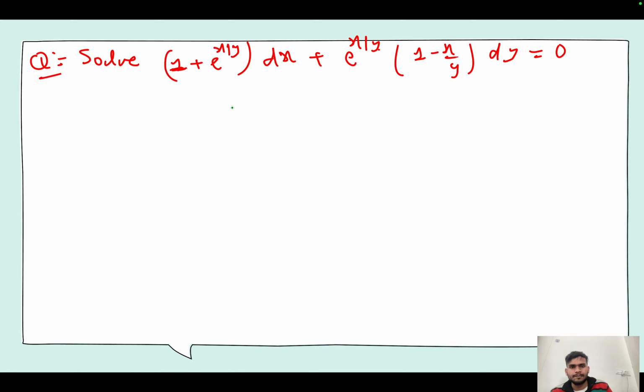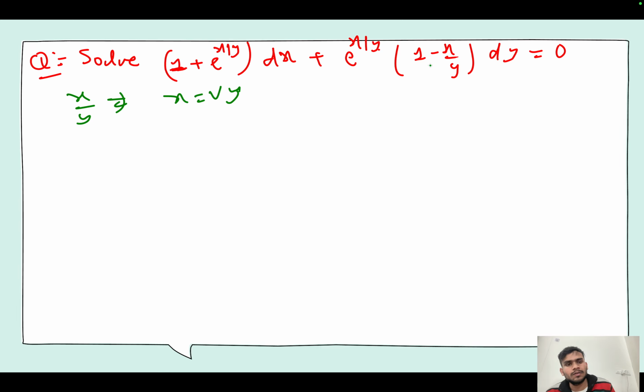So in this example, as you can see, there is written x by y. Okay, so no problem, we can let x is equal to vy. Okay, then what will happen? No problem. So first we need to write dx and dy in a good form.